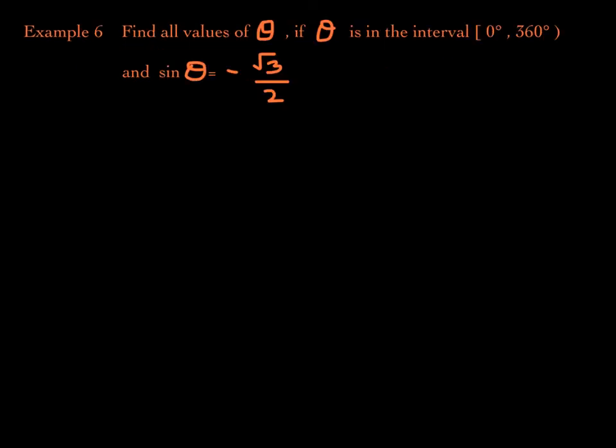Okay, guys, this is going to be our last example for this lesson. Find all values of theta if theta is in the interval 0 degrees to 360 degrees and sine of theta is negative root 3 over 2. First of all, let's be very clear that they are looking for values of theta. In other words, your final answers should not be real numbers like root 2 over 2 and root 3 over 3. Those are real number values. No, our final answers should be angle measures, degree measure. They're looking for values of theta.